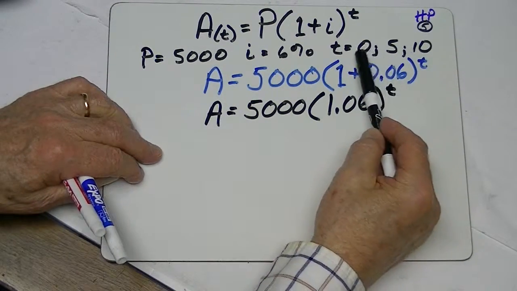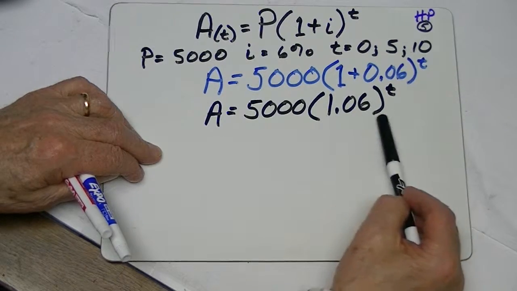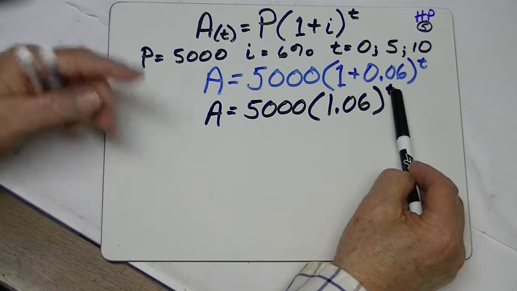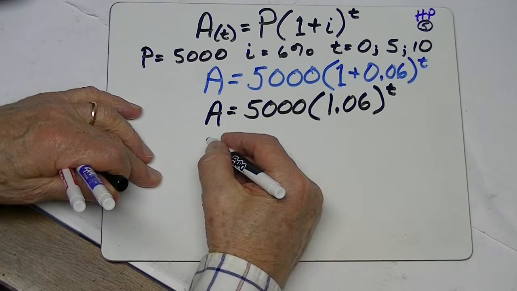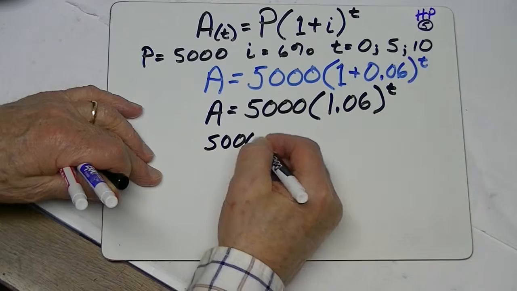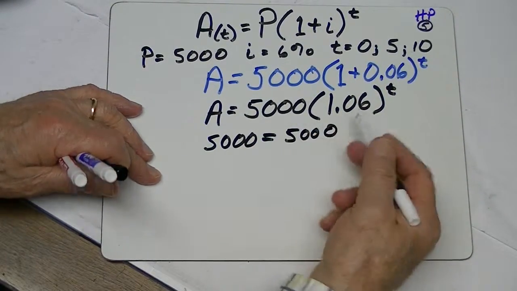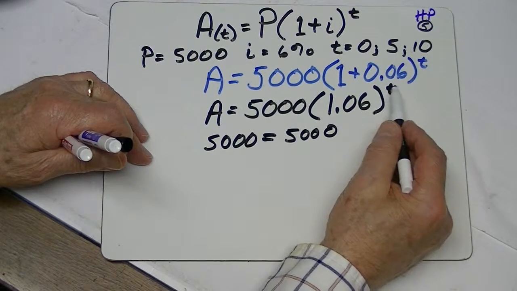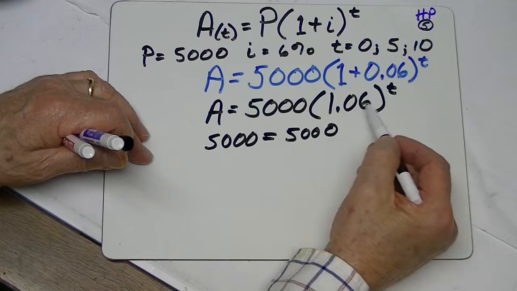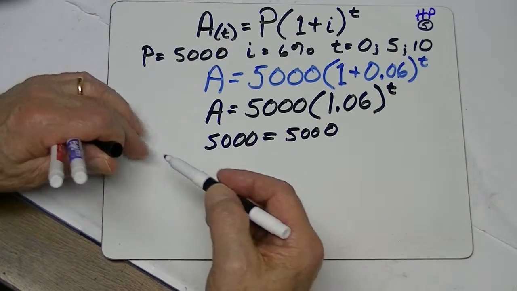Well, if t is 0, anything to the 0 power is 1. So our first answer is 5,000 equals 5,000. That is, when you start, the amount of time is 0. So this to the 0 power is 1. 1 times this is this.